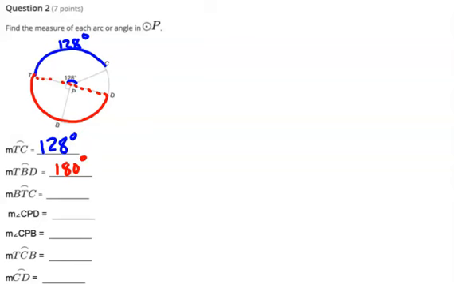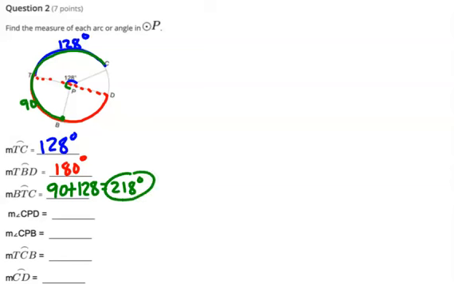BTC, that would be from here to here. If this is 90 in the center, I know that this is 90. So this one is 90 plus 128. If the 2 arcs are adjacent, right next to each other and they don't overlap, what you do is add the 2 arc measures together. So that's going to be 218 degrees.